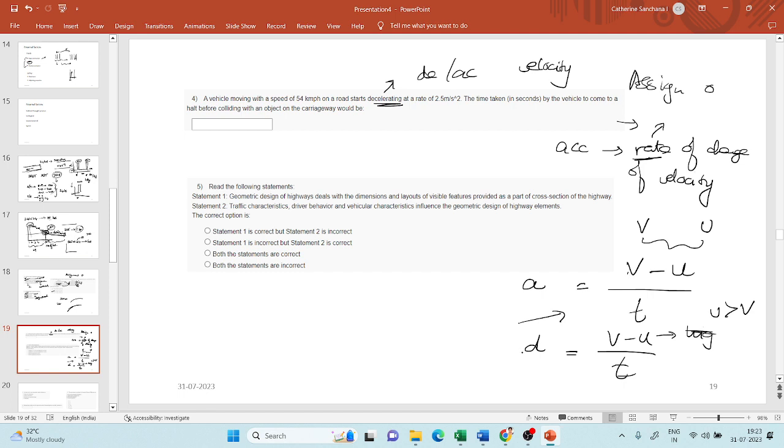Okay, and this deceleration should have a negative value. If you are using the same equation, then how will you differentiate between acceleration and deceleration? So acceleration will be positive and deceleration will be negative. Okay, if you are using the same equation.